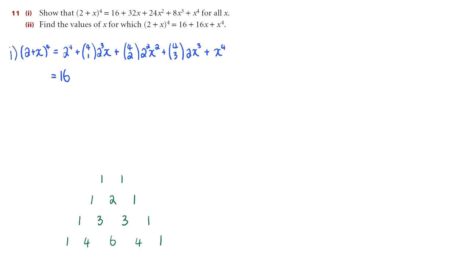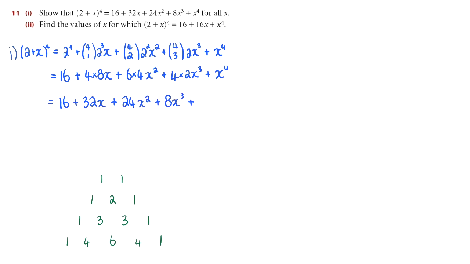Well, that gives us 16 plus 4 times 8x, then 6 times 4x squared, and 4 times 2x cubed, plus x to the 4. And that gets us to what we had to show: 16 + 32x + 24x² + 8x³ + x⁴.